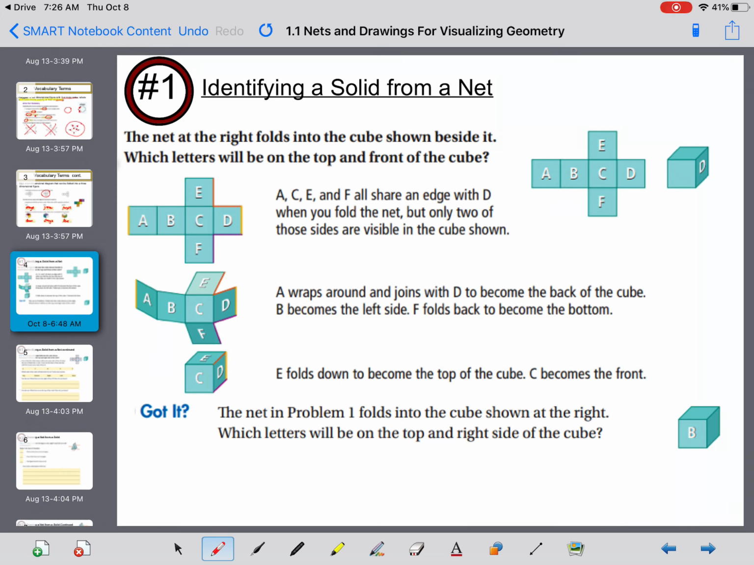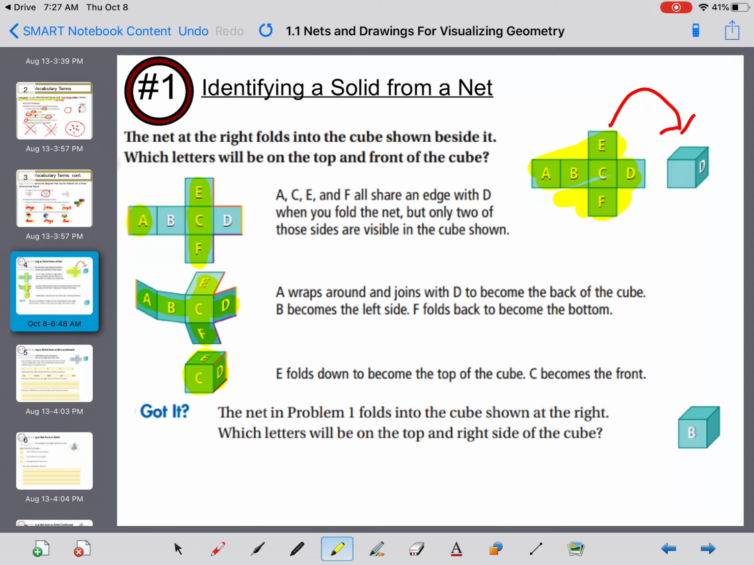Identifying a solid from a net. The net at the right folds into a cube shown beside it. Okay, so we're taking this figure here and we folded it into a cube. A, C, E, and F all share an edge with D when you fold the net. A wraps around and joins with D to become the back of the cube, B becomes the left side, F folds back to become the bottom. E folds down to become the top of the cube, and C becomes the front. So what they're really doing here is showing you how this two-dimensional figure is folding into a three-dimensional shape.